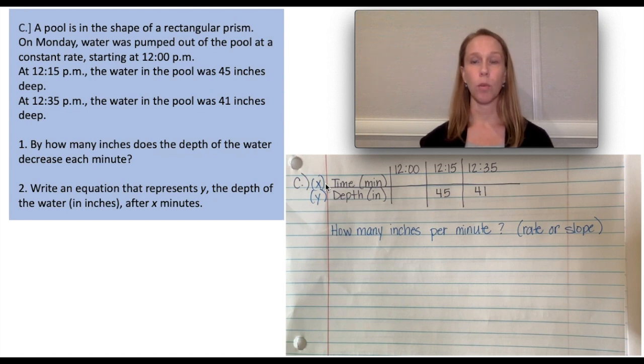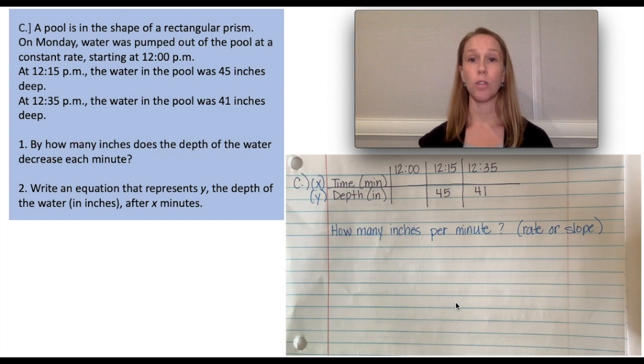So this is a problem where we're going to really have to interpret what the information is. So thinking about setting up a table, I started with 12 o'clock, 12:15, and 12:35, the information that was given in the problem, and I added the depth at 12:15 and the depth at 12:35 to my table. So pause for a minute and think about how many inches per minute. That would be your rate, your unit rate, or your slope. How might you figure that out?